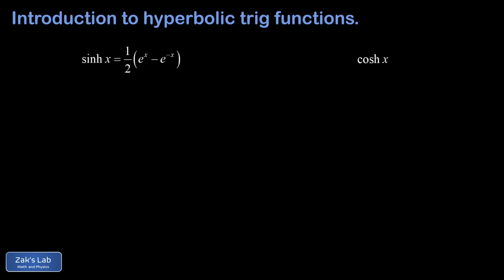So sinh x is defined as 1/2 times the quantity e to the x minus e to the negative x, while cosh x is defined as 1/2 times the quantity e to the x plus e to the negative x.